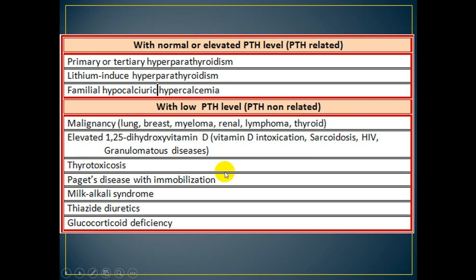Next, there may be elevated level of vitamin D, like in vitamin D intoxication, or granulomatous disease like sarcoidosis or HIV, thyrotoxicosis, milk-alkali syndrome, thiazide diuretics can cause hypercalcemia and suppress parathyroid hormone, steroid deficiency or adrenal insufficiency, and finally, Paget disease, but only if the patient is immobilized.